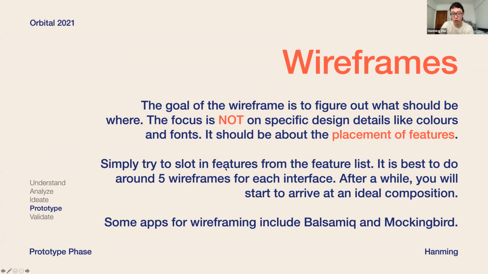Okay, so what you want to do is try to slot the features in from the feature list. Generally, what we'll recommend is you can do up to 5 different versions of your wireframes of the same interface. And normally around the second or third one, or maybe the 4th one, you already have a rough ideal composition. And the rest is just trying out different possibilities. Normally by the second one, you have some idea that, oh, this is actually quite a good screen. That's probably what I'm going to do. But I'm just going to do a few more to see what if I swap things around a bit. Maybe there's an interesting flow that I never thought of.